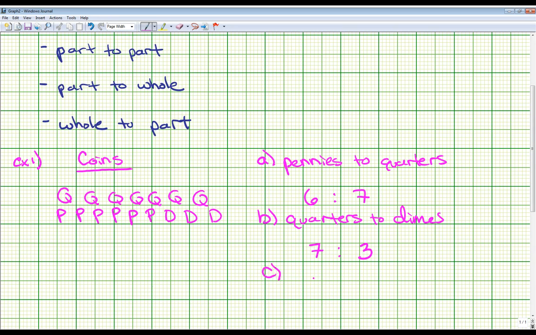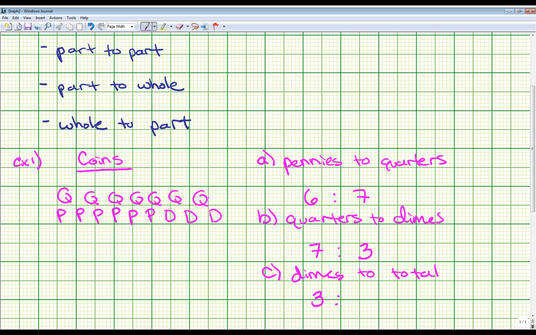And the third one, for example 1, write the ratio of dimes to the total number of coins. So we're going to write in words, dimes to total. So dimes has to come first because that word is first. So our 3 is going to be written first for how many dimes we have.